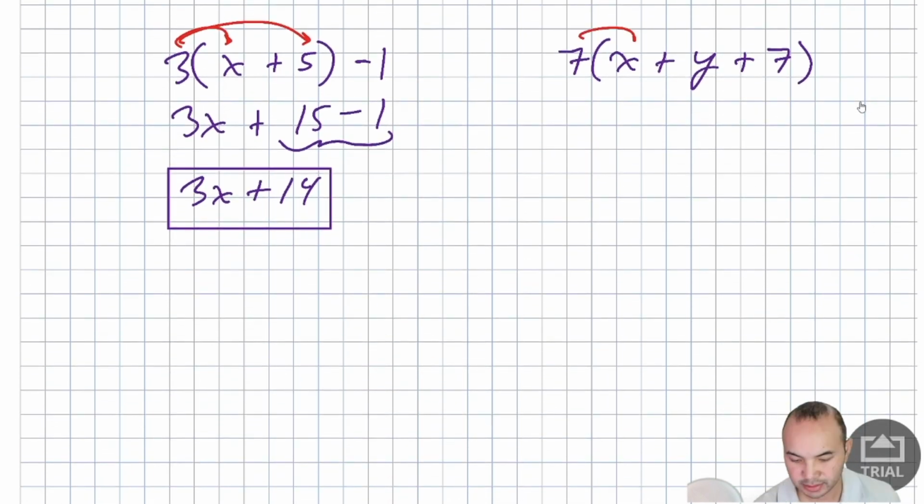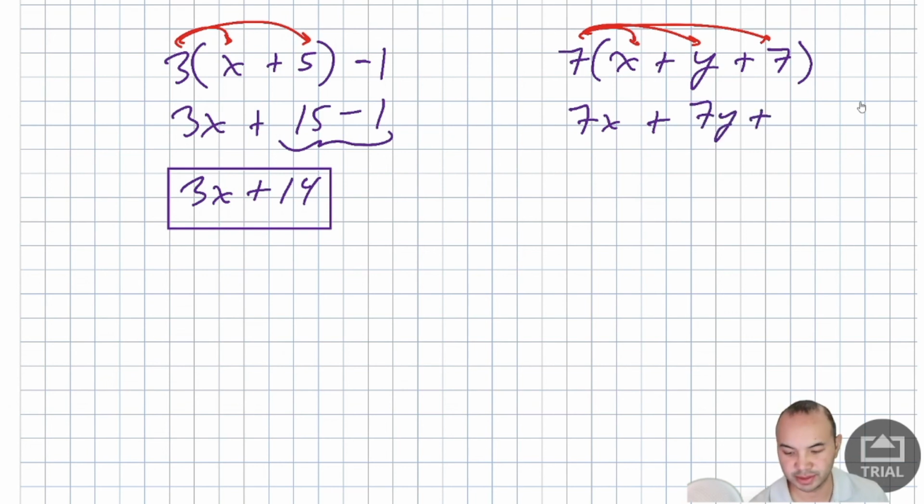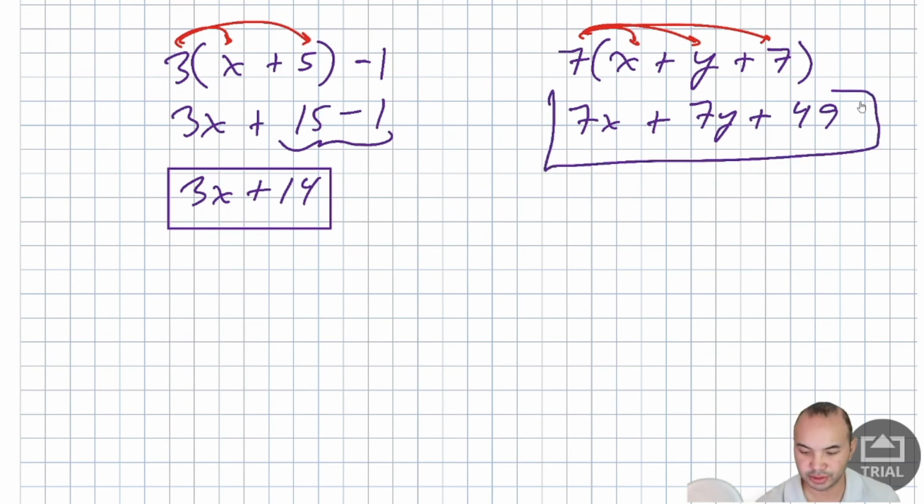And then you're done because the 3x and the 14 are not like terms, so you can't add them together. There's 3 terms inside the parentheses. So I could just multiply everything inside. So 7 times x is 7x. 7 times y is just 7y. And 7 times 7 is just going to be 49. And then you double check there's no like terms in there. So then you're just done.